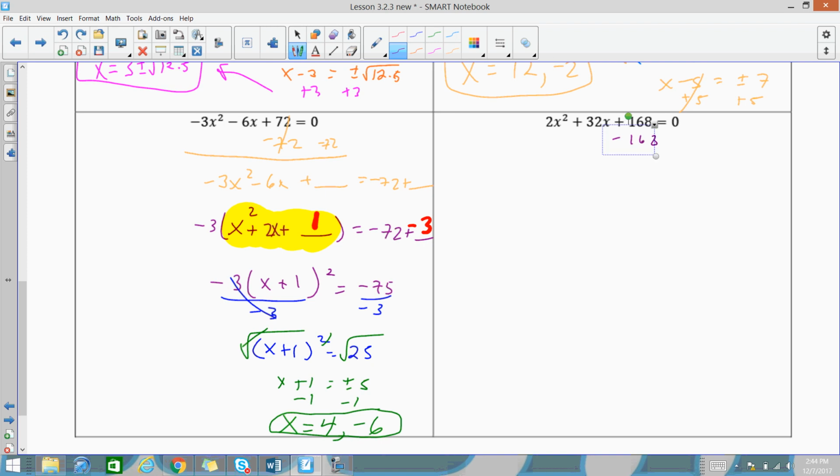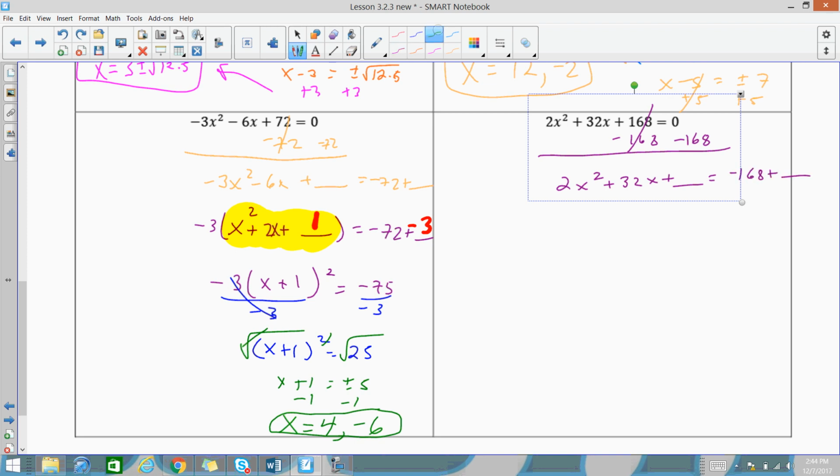Minus 168 on both sides. We always get rid of our C value. Notice, I don't even say it anymore. Just get rid of the C. We don't even want it. So we go 2x squared plus 32x plus blank equals negative 168 plus blank.